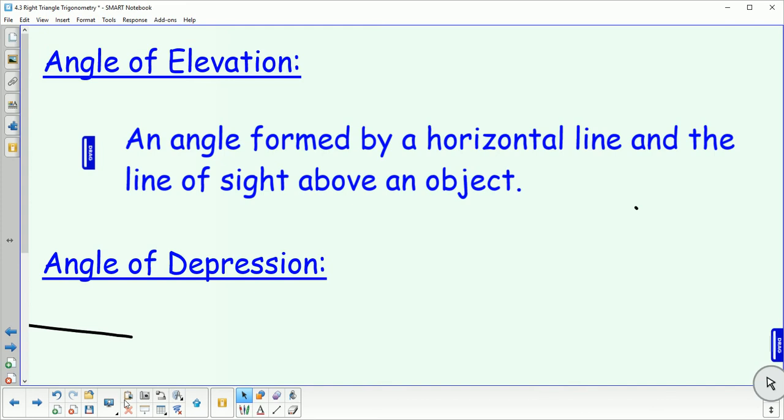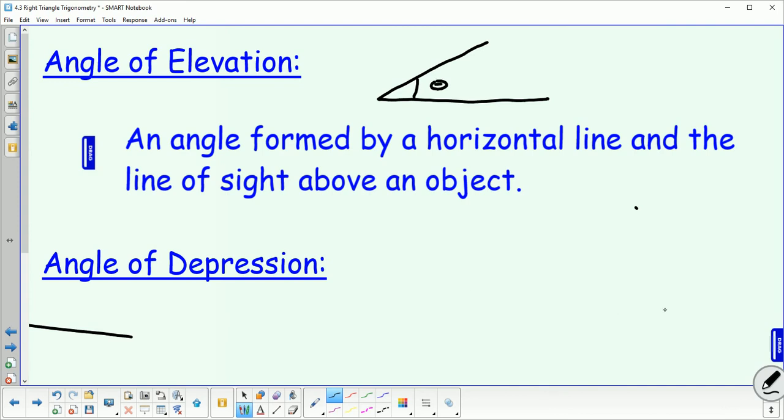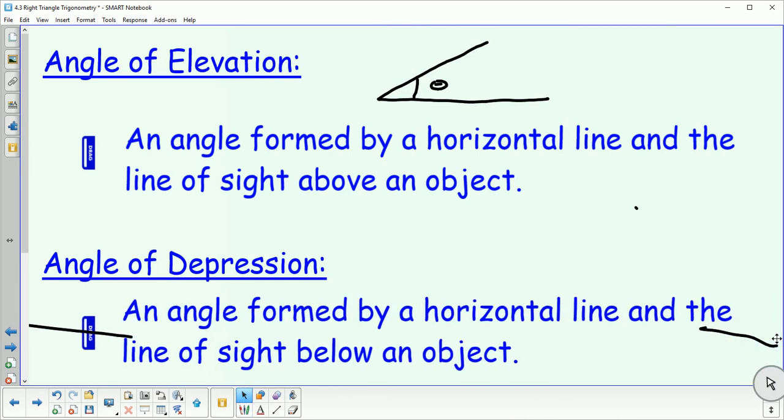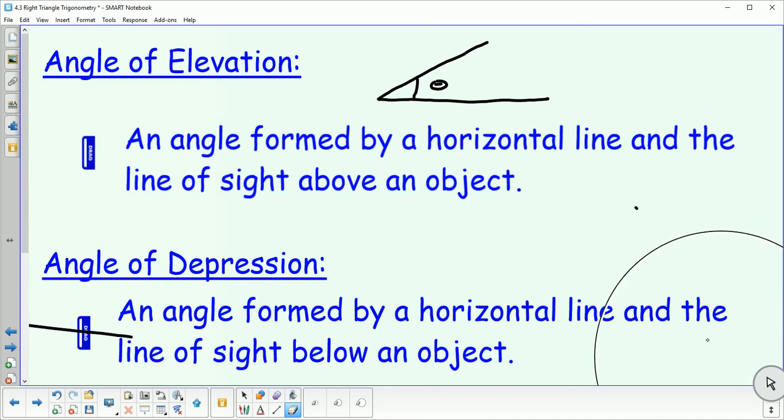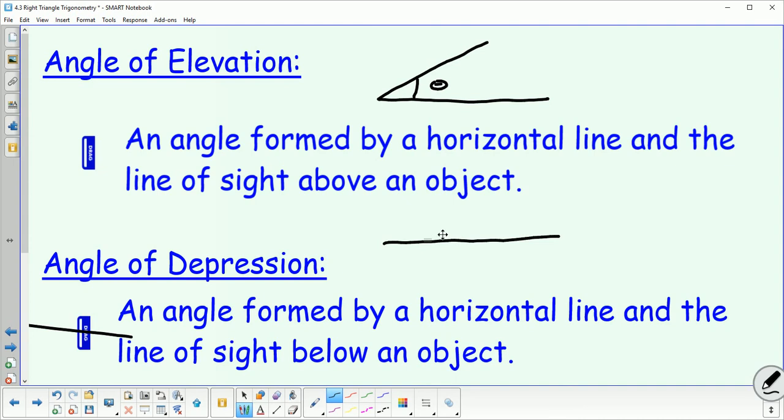And so what that would mean then, if I draw a very rough sketch here, we'd have some horizontal line, and our line of sight will go above that horizontal line, which means our angle of elevation would be right here. An angle of depression is the same idea then, except now our horizontal line is above, and so we're looking down with our line of sight. So here's our horizontal line, and we're looking down. That would be our angle of depression. Same idea for both of those.